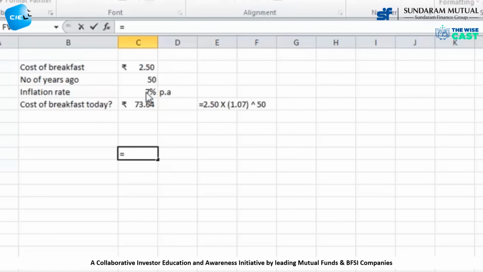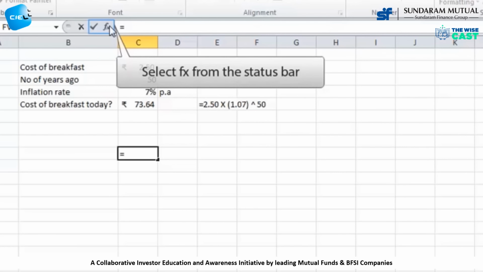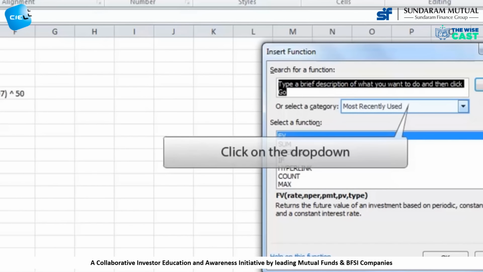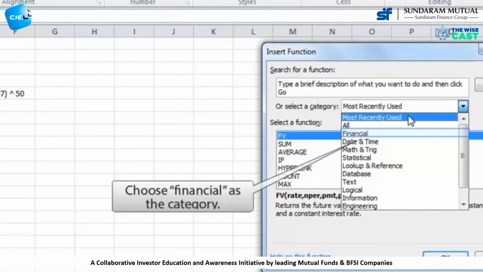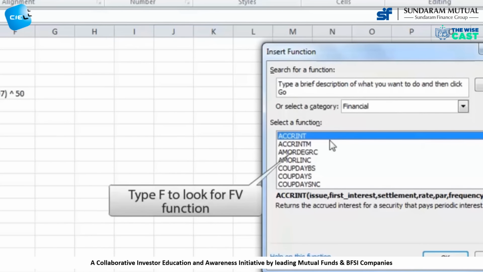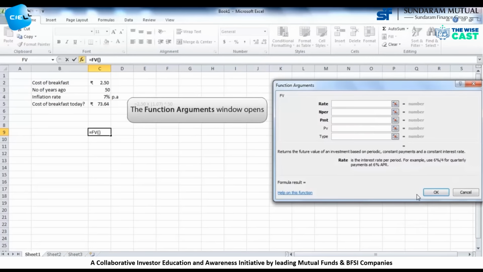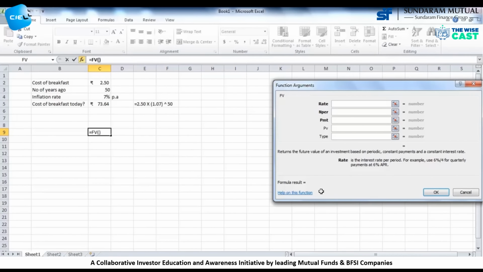We can do the same thing by using the Microsoft Excel function FV. Click on FX from the status bar at the top of the sheet. Enter the inflation rate here. Against NPER, enter the number of years over which the compounding has to be done.